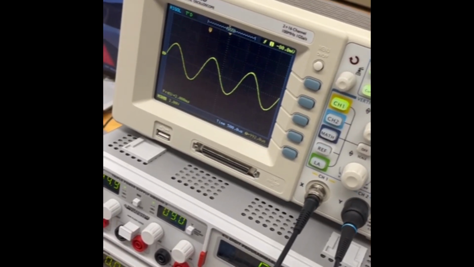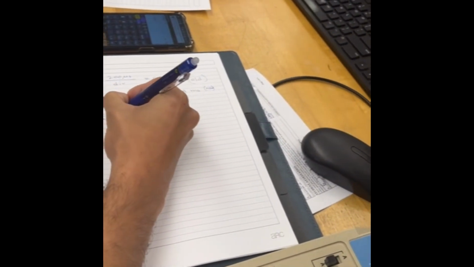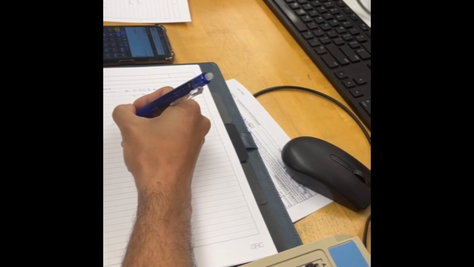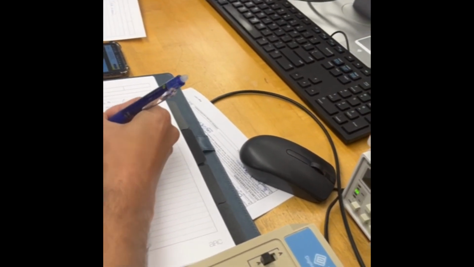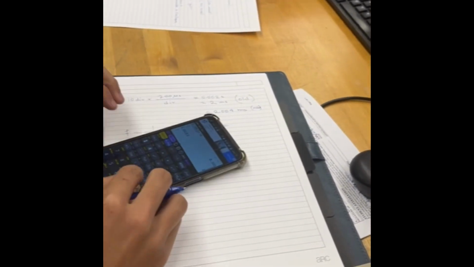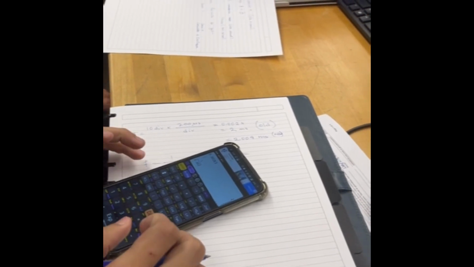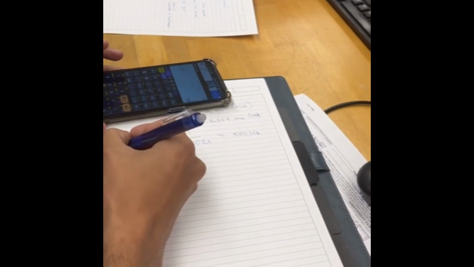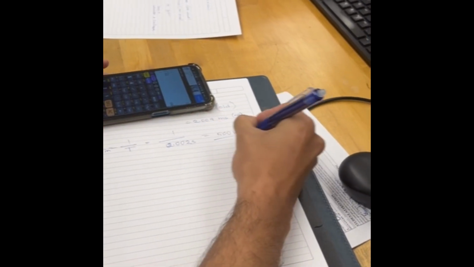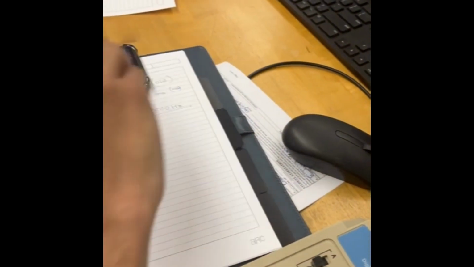Now we know the frequency is equal to 1 over T. So we're going to put 1 over 0.002 seconds, and that is 500 hertz. So we got the input frequency, which is 500 hertz. And as you can see, we are not surprised by that answer.